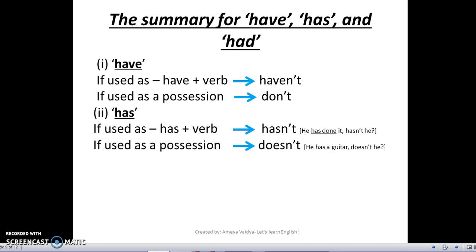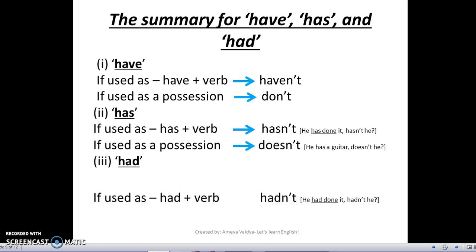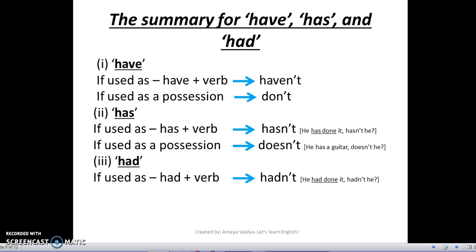And if has is used as a possession, now you will use doesn't. He has a guitar. Doesn't he? Because guitar is a possession he has. It's not has plus verb form. Now let's discuss had. If had is used as an auxiliary, meaning had plus verb, you simply change it to hadn't. So he had done it, hadn't he? Because had plus done is the verb form.